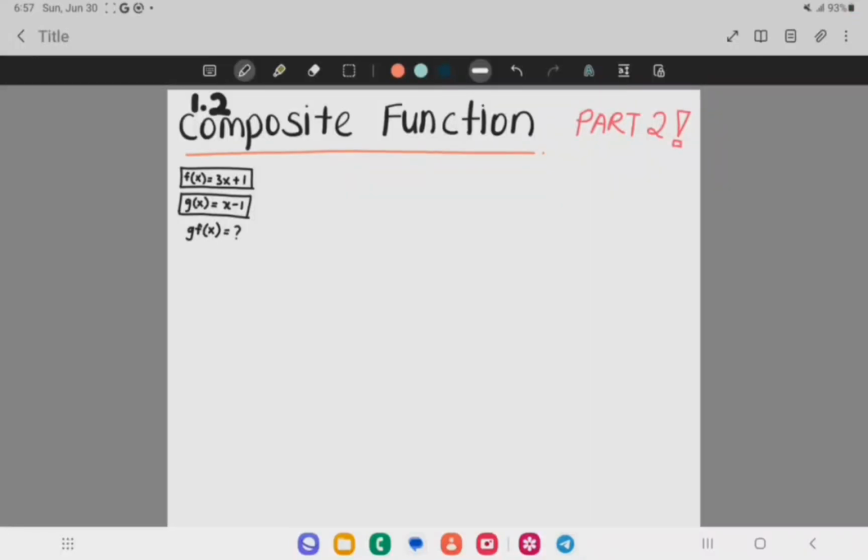So this video is going to be part 2 of composite function. If you guys haven't watched the part 1 video of this subtopic, then I would suggest you go and watch that video first. So without wasting time, let's get into this video.